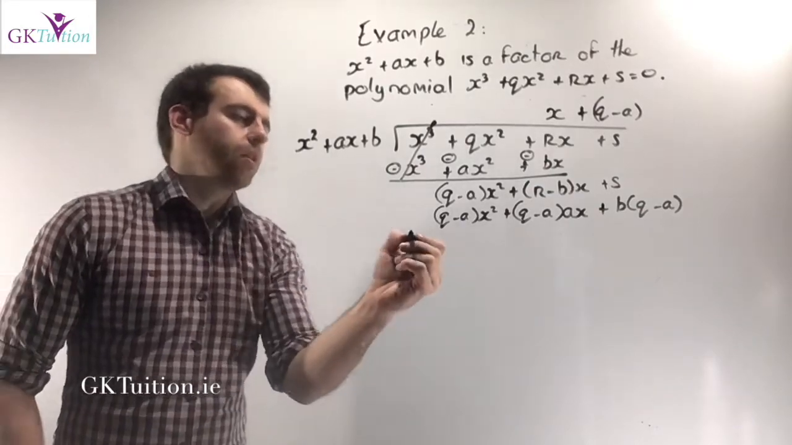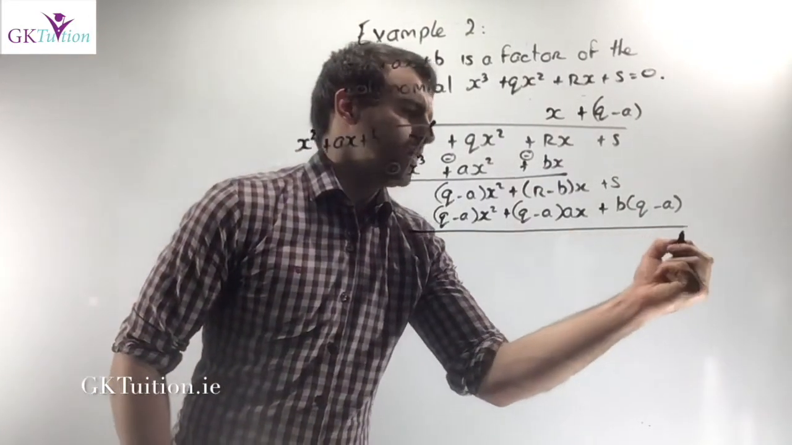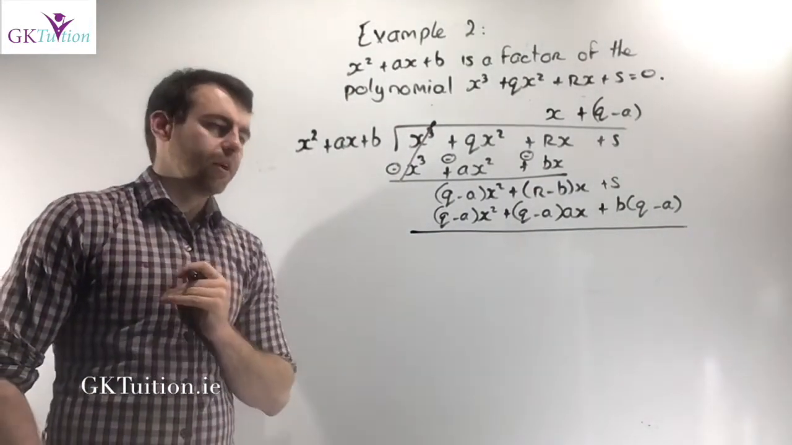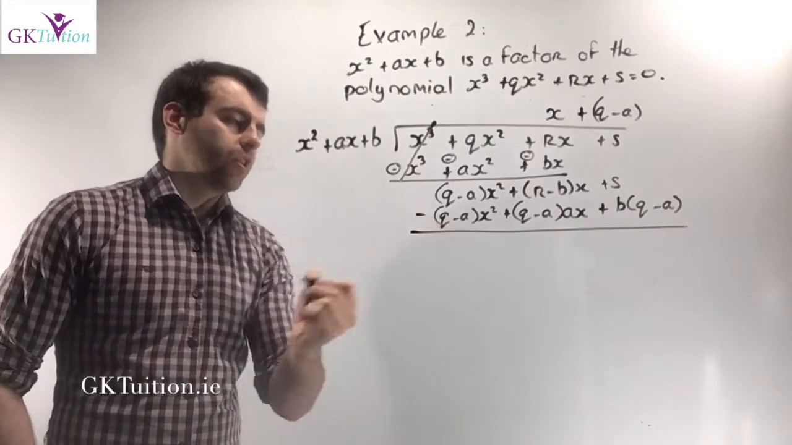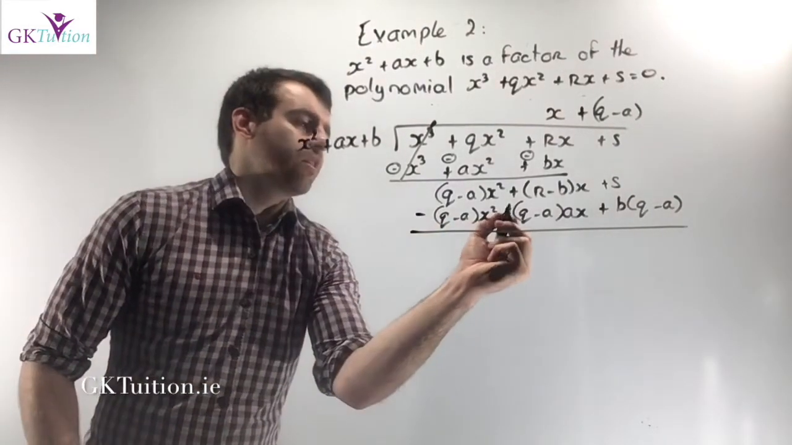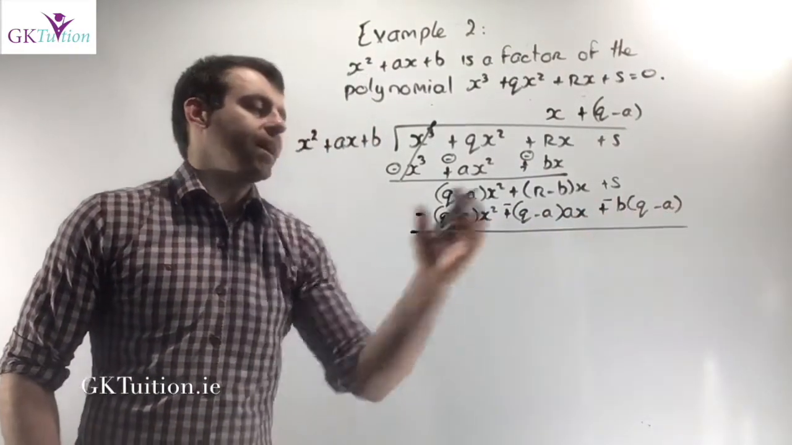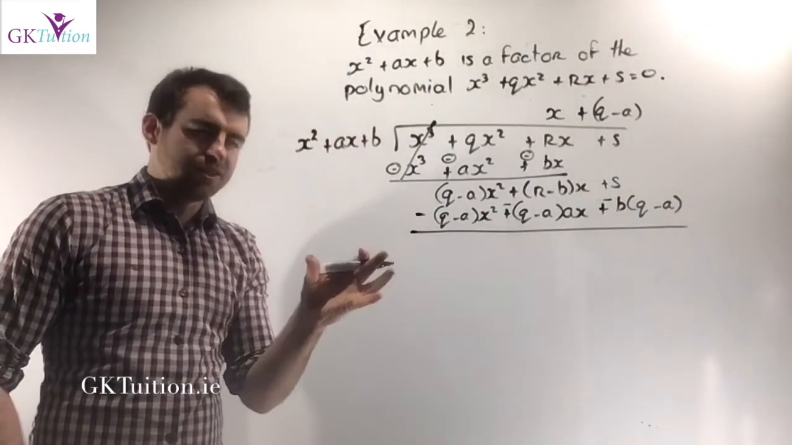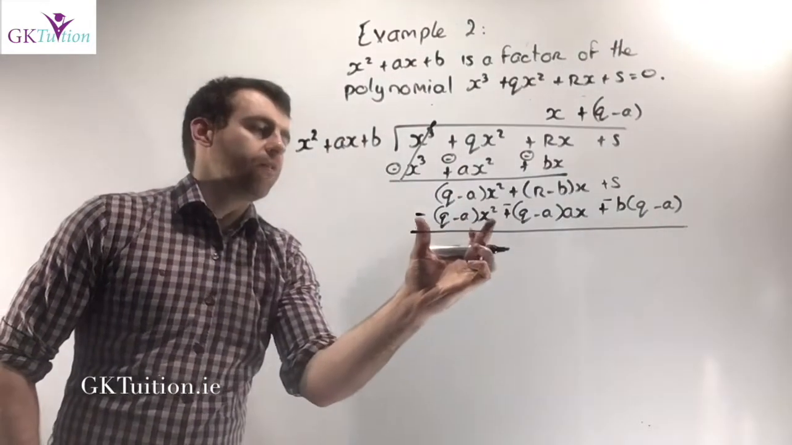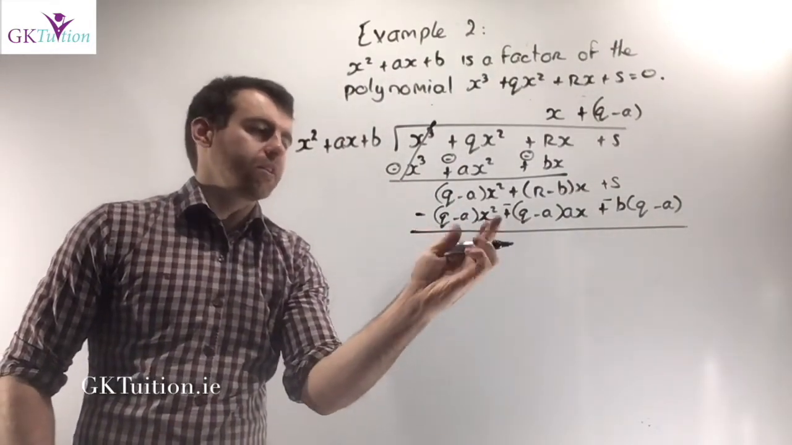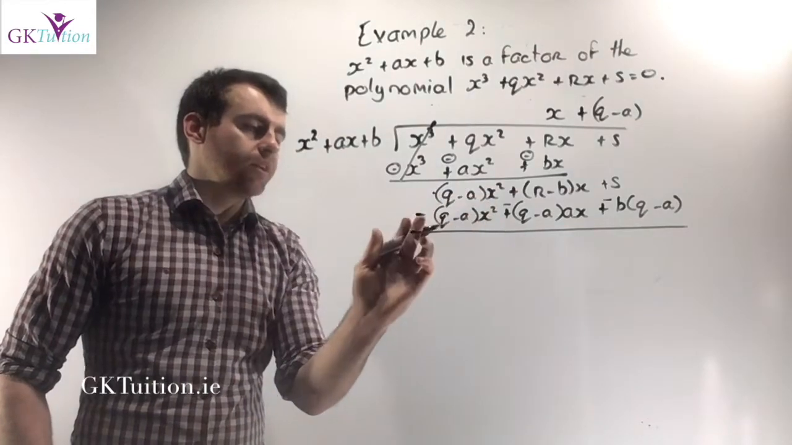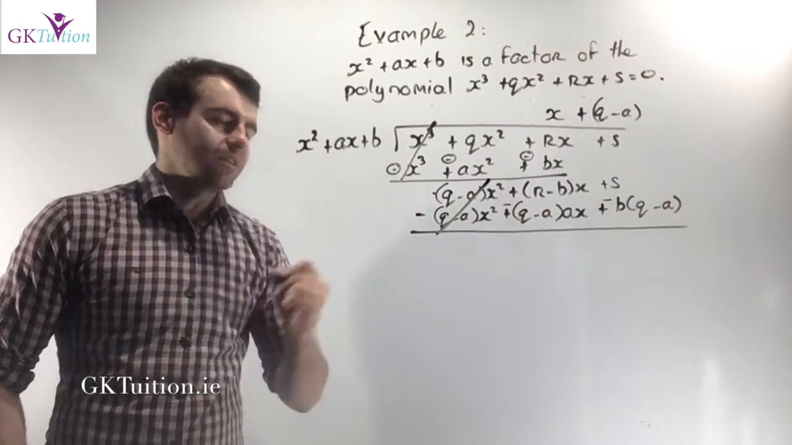The third step in long division is to subtract. Now, you need to really pay attention here. I'm going to change the sign in front of the term with the x squared, change the sign in front of the term with the x, and change the sign in front of the term at the end. Remember, we're just viewing them separately. First of all, we're going to view our x squareds. Q minus a times x squared minus the same thing will cancel out.